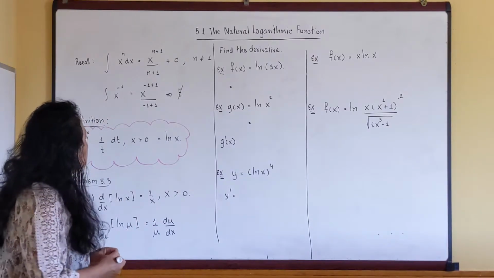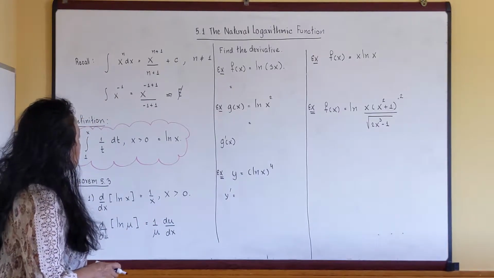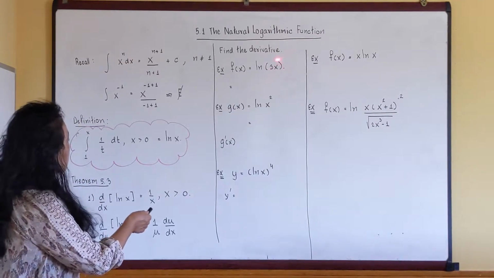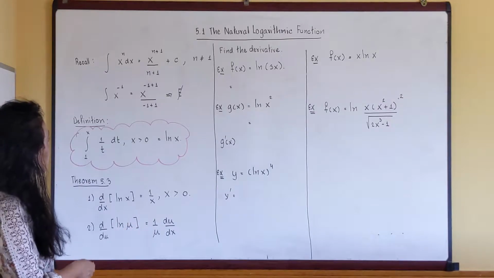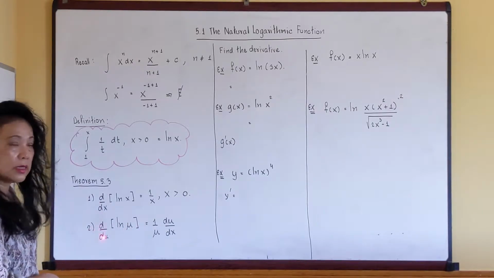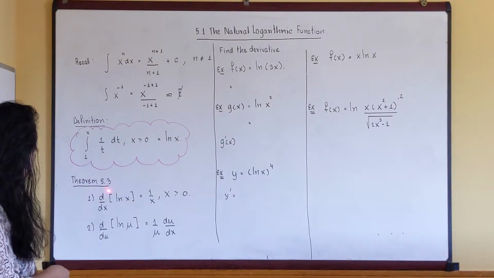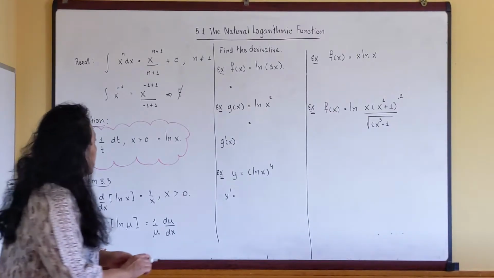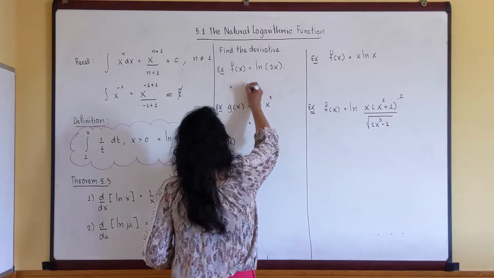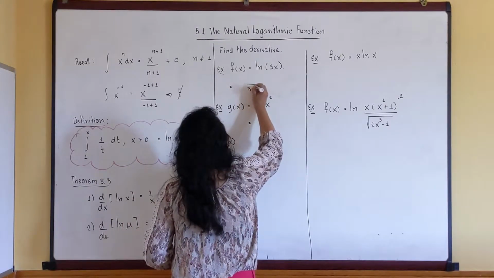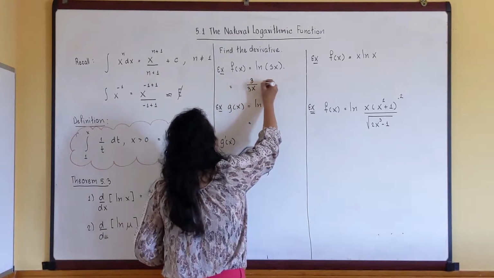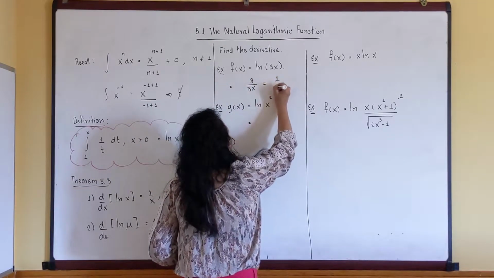Alright, so let's look at our examples. The first one, f of x is equal to ln 3x. Think of 3x as u here, so I'm going to apply the second part of theorem 5.3. My u is 3x, and the derivative of 3x is 3. Reduce it, it's just 1 over x.